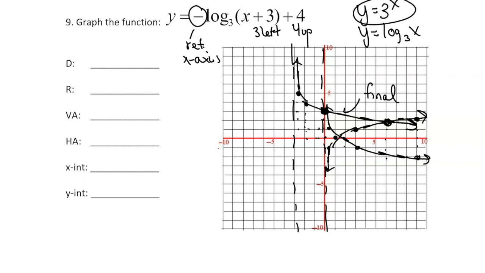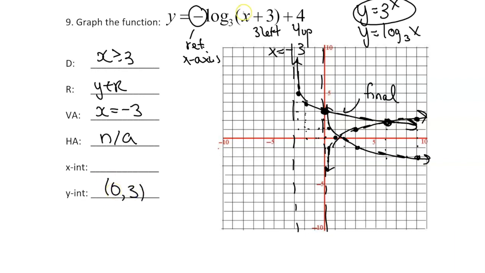Let's see what we can answer. Our domain is x is greater than -3. And that's because we have an asymptote here at -3. Our range will be all real numbers. We have a vertical asymptote at x equals -3, but we don't have a horizontal asymptote because it's a log function. Our y-intercept is at 0, 3.